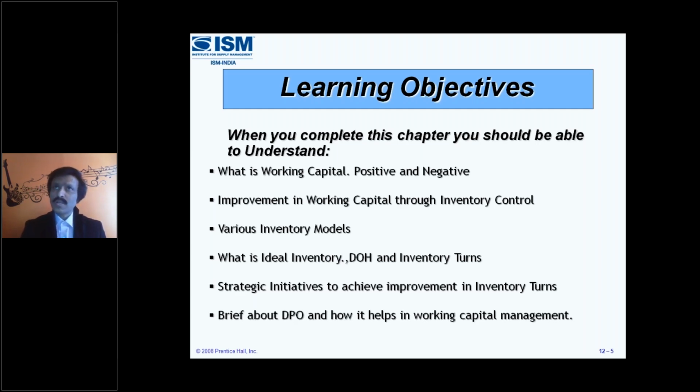We must also understand the majority of the strategic initiatives which can be implemented to achieve improvement in inventory turns. You will also understand a brief about DPO.